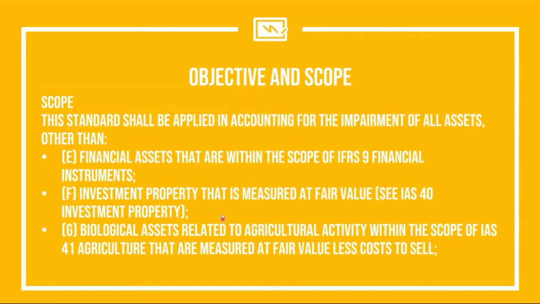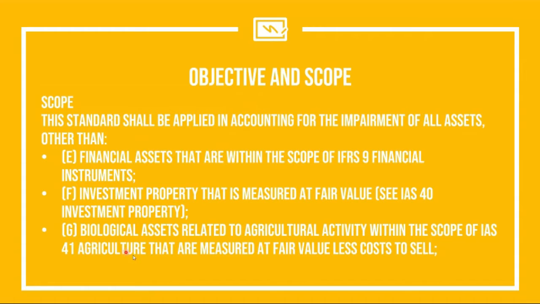Letter F, investment property, because there is a separate measurement for investment properties that are measured at fair value. So take note, if the investment property is measured at fair value, the impairment is not covered by IAS 36. But if the investment property is being measured using the cost model, then it will now be subjected to impairment losses under IAS 36.